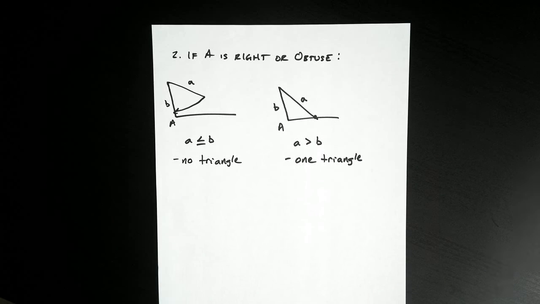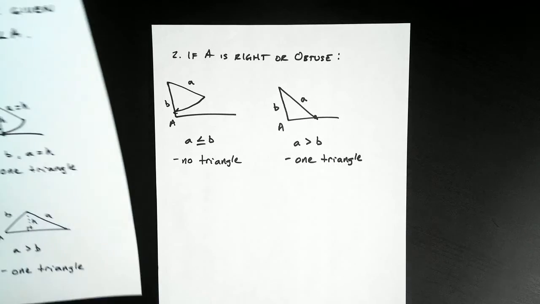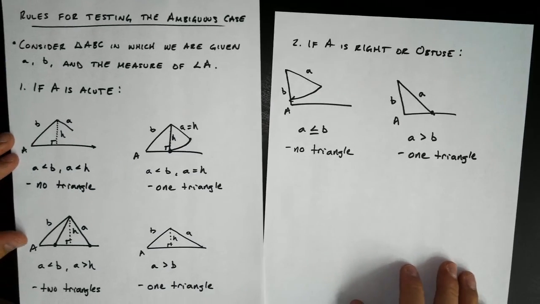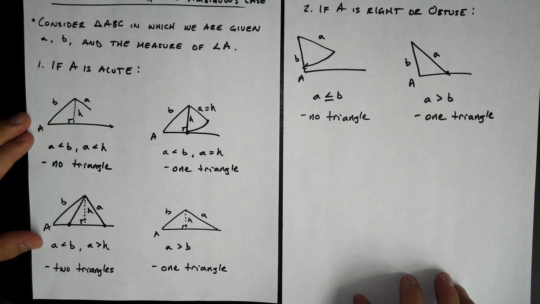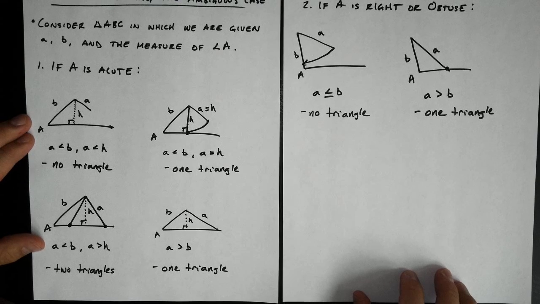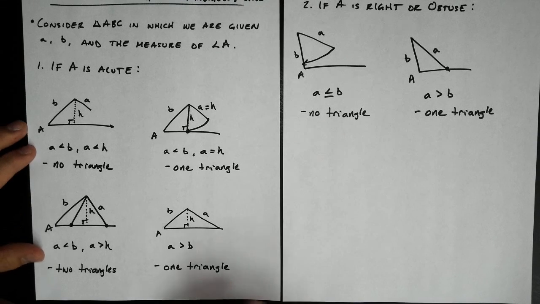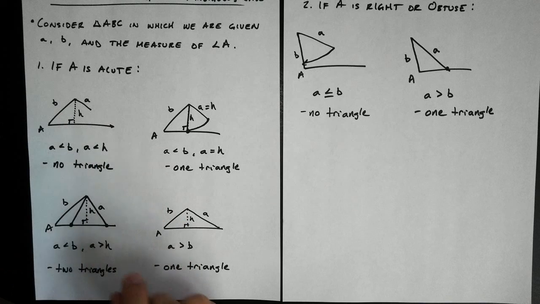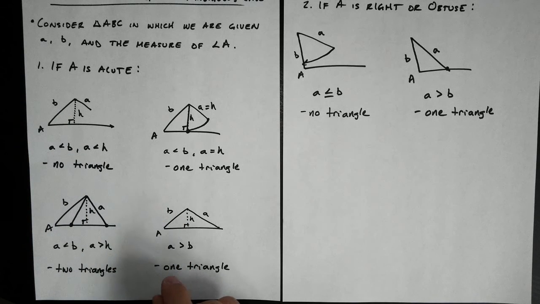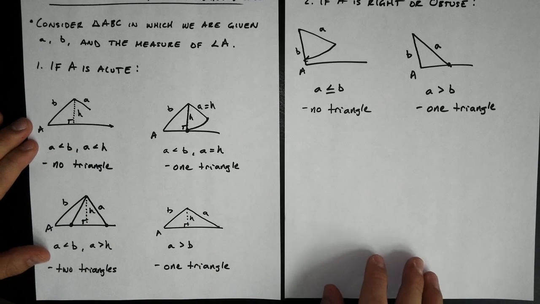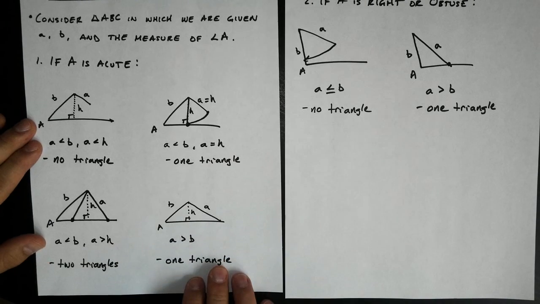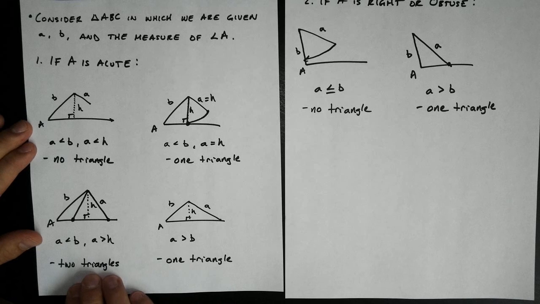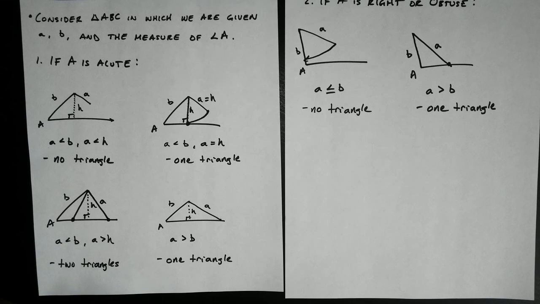So that gives us a couple different rules, a couple different ways to test which scenario we should expect. In each case, we are comparing the side that is opposite the angle to either the second side that we know, so comparing A to B, or we are also comparing it to the height of the triangle. Once you know what to expect, you can either solve the triangle and end up with one possibility, or you can solve and you can find the two possible triangles that exist.